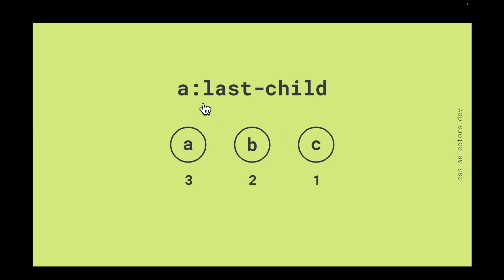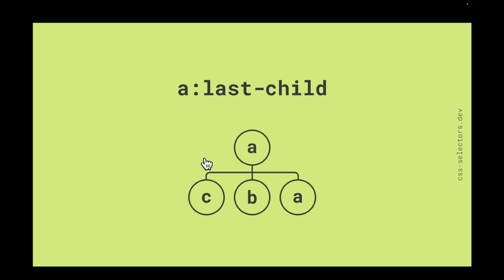Next, we have A, B, C elements. If we apply the last child pseudo-class with the A element, which element do you think will be selected from here? So none of the elements will be selected because the last child is the C element, not the A element. So the C element won't be selected even if this is the last child.